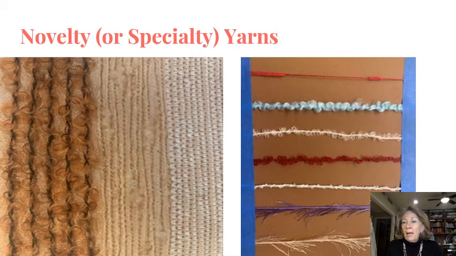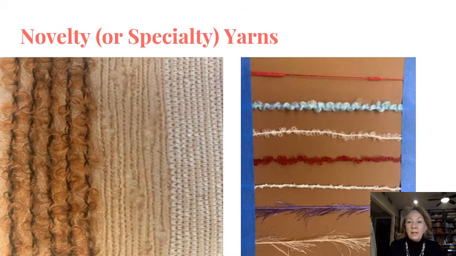The purple and the white on the bottom are called eyelash yarns. I've knitted and crocheted with those, and it just gives you this very, very furry effect. All of those fibers just kind of stick out all over the place. It's like eyelashes. It's a very fun yarn to work with.